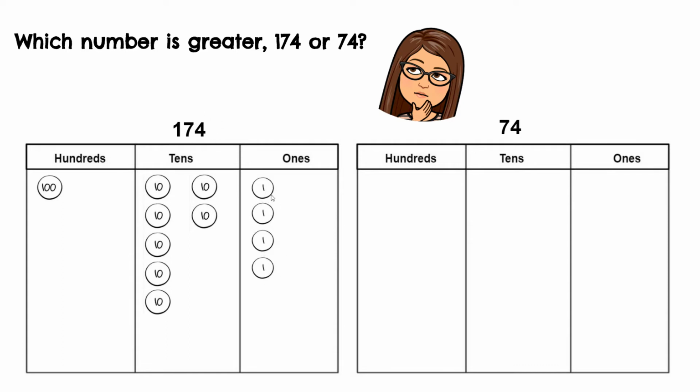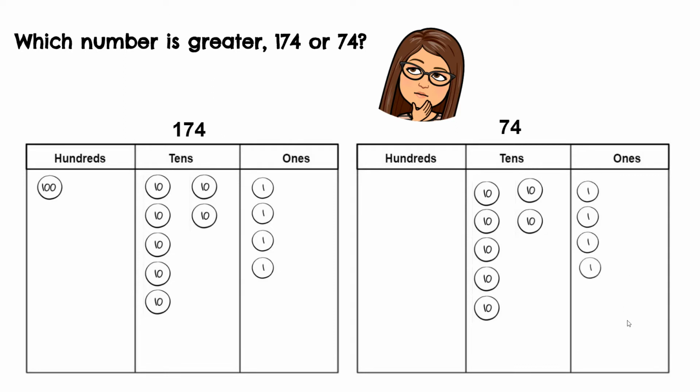Now let's move on to number 74. 74 has 7 tens and 4 ones. Here we go. Let's model it. 10, 20, 30, 40, 50, 60, 70, 71, 72, 73, and 74.